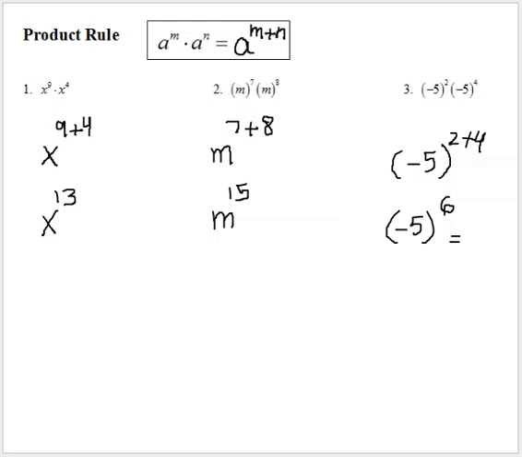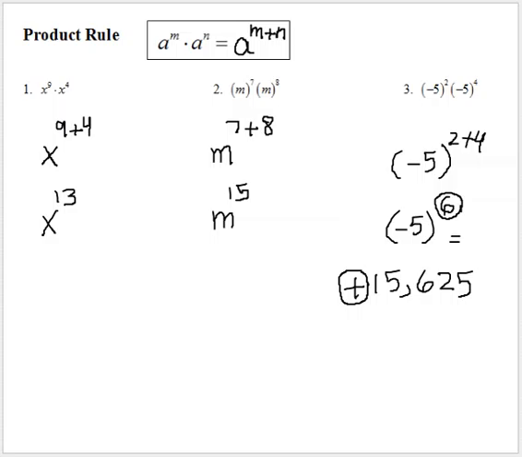Okay, Cassandra says 15,624. Would it be positive or negative? Positive, right? Because the exponent here is an even number. When you multiply an even number of negatives together, the result would be positive. If these exponents were odd, then you would get a negative answer.